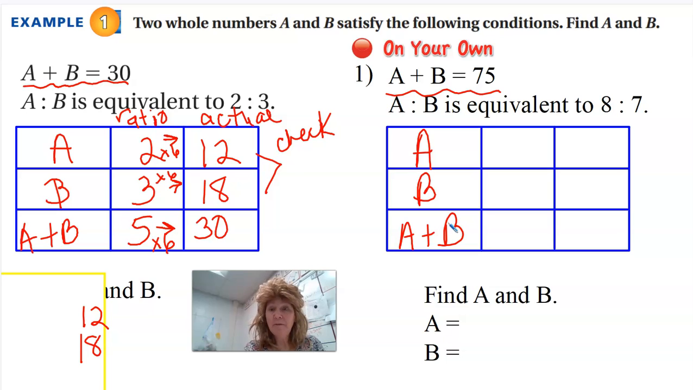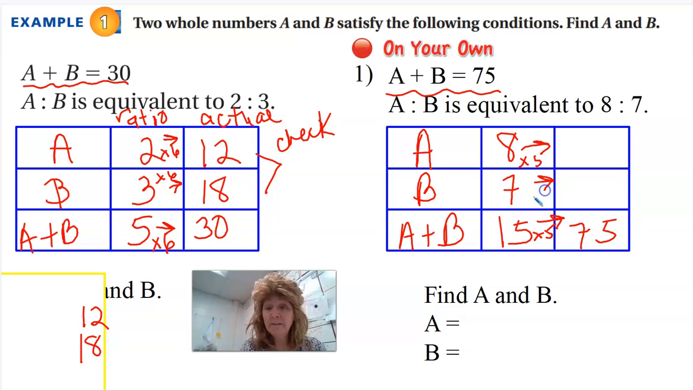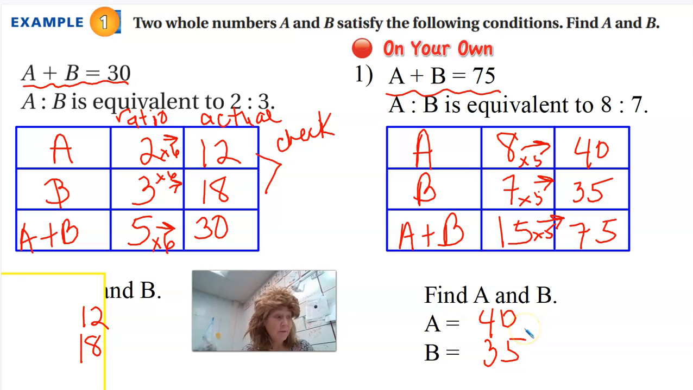All right, so here we go. The ratio is 8 to 7. That totals 15. And when I add those two numbers, I get to 75. And then I know that if I multiply 15 times 5, I get 75. So this is also times 5, and this is times 5. So I get 40 and 35. And yes, they add up to 75. So the two missing numbers were 40 and 35.